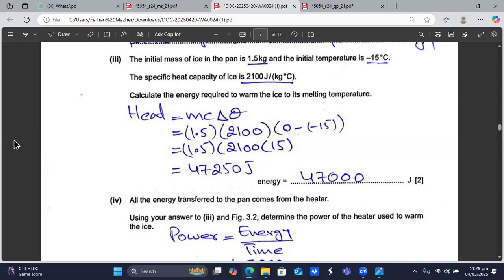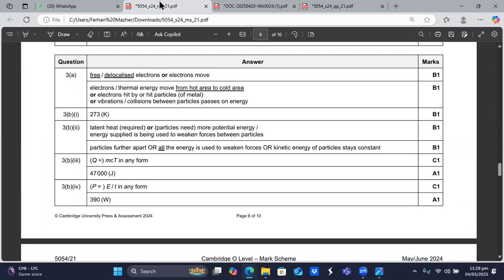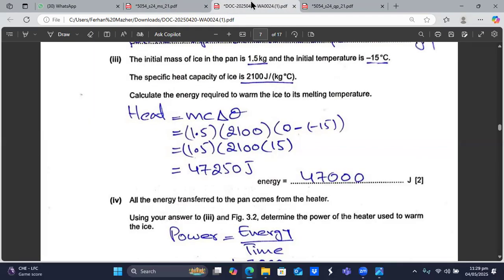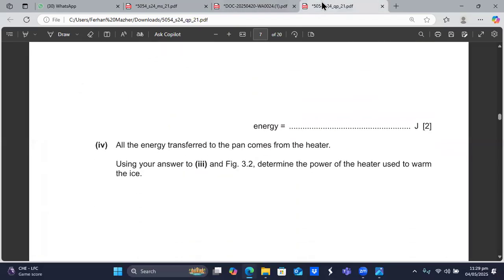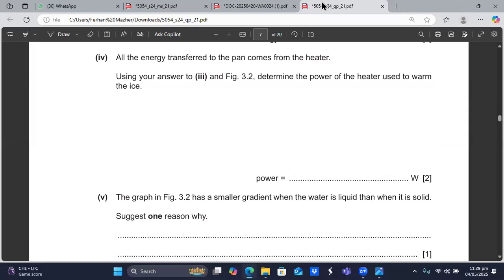That is 47,250 joules. When you round it off to two significant figures, it will be 47,000 joules. 47,000 joules is the right answer. So this is how this is done. So we are moving to the next part, that is question number 3 and its fourth part.